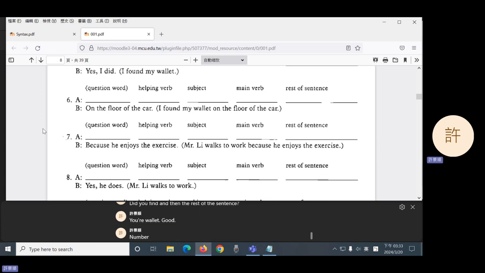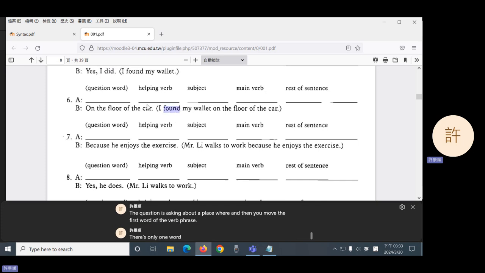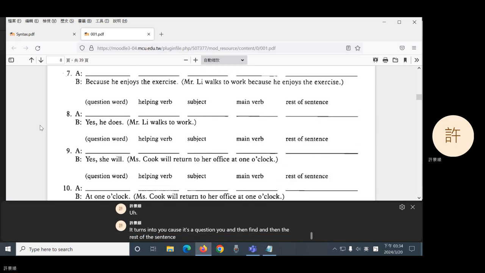Number six, Meng Tingxuan. What's the question for number six? Good. Where did you find your wallet? The question is asking about a place. Where, and then you move the first word of the verb phrase. There's only one word, so you add a do, past tense, did. I turns into you because it's a question, you, and then find, and then the rest of the sentence.